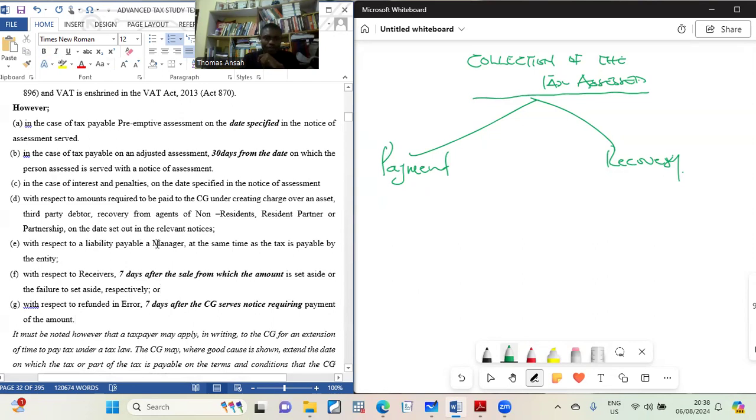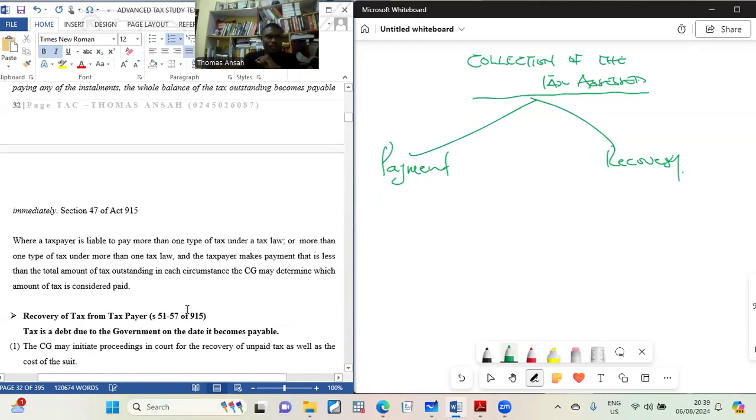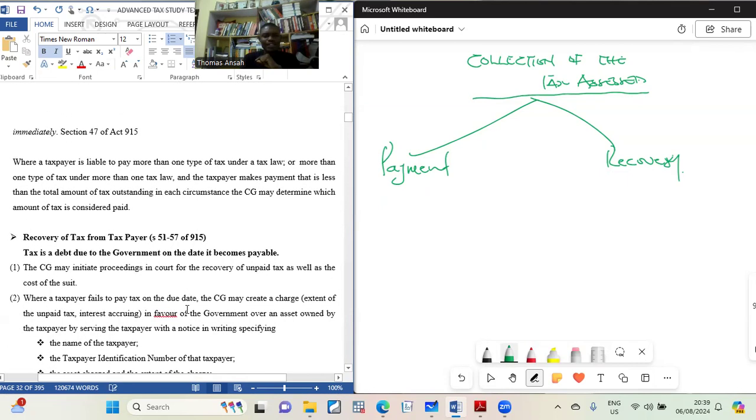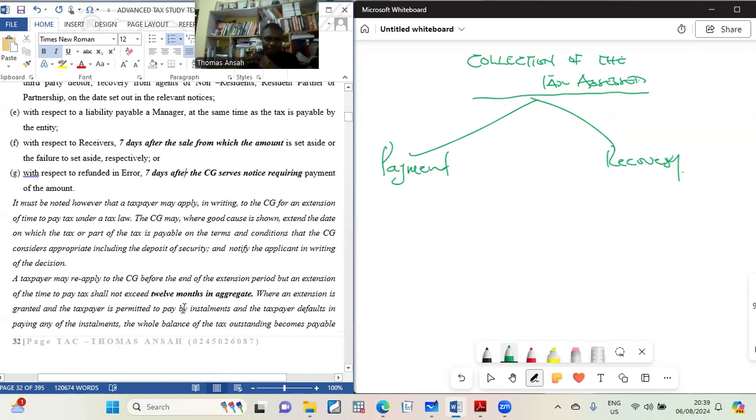And in respect of a tax liability payable by a manager, I will explain that to you. Some managers become liable for taxes, not the entity, the manager of the entity's tax liability. It is possible. So that is the aspect of the payment and when the payment ought to be done.